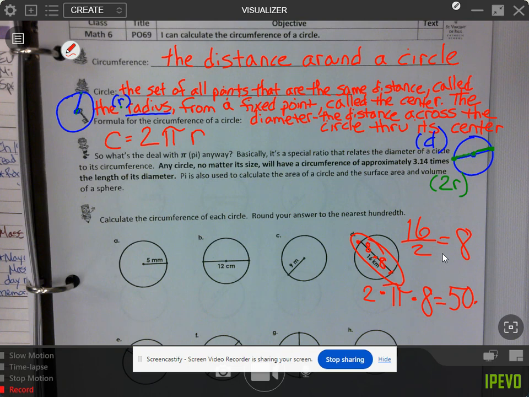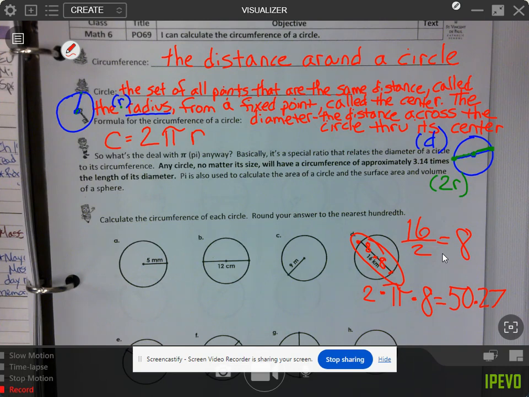If I use the pi button on my calculator, I get 50.24, right? I got 50.16. Okay, hold on. Let me find. So there will be 2 acceptable answers.